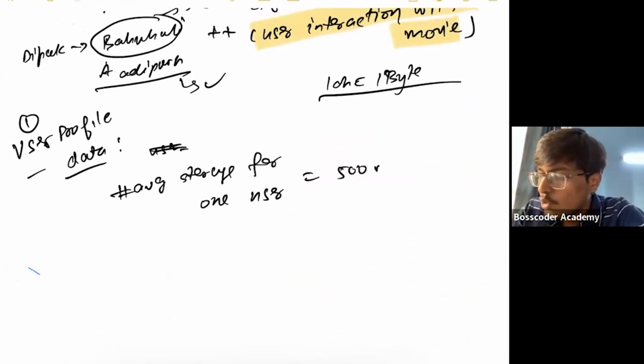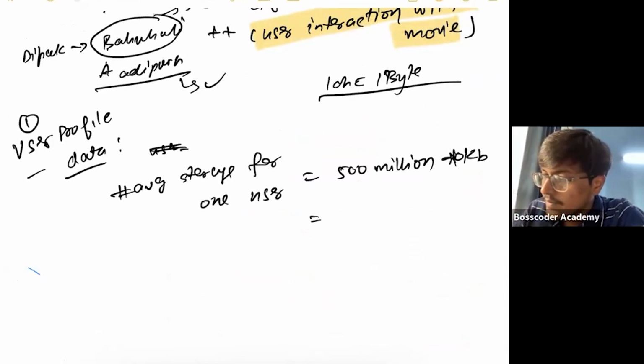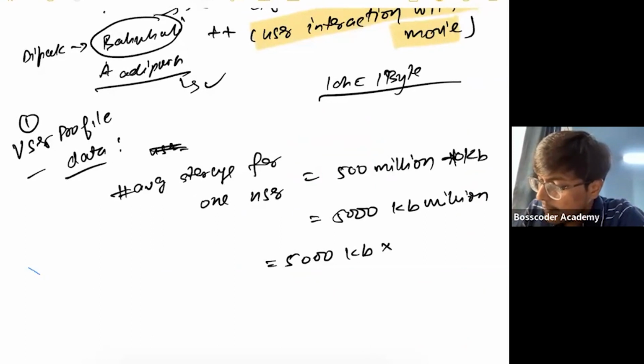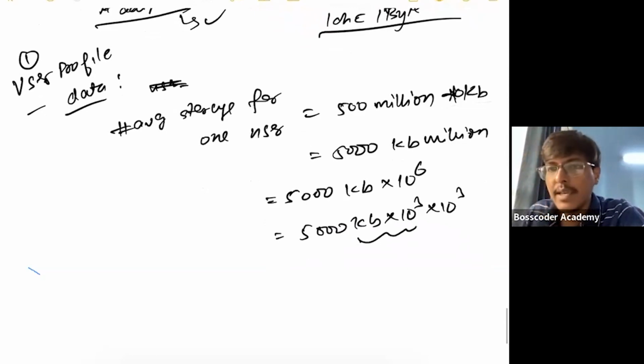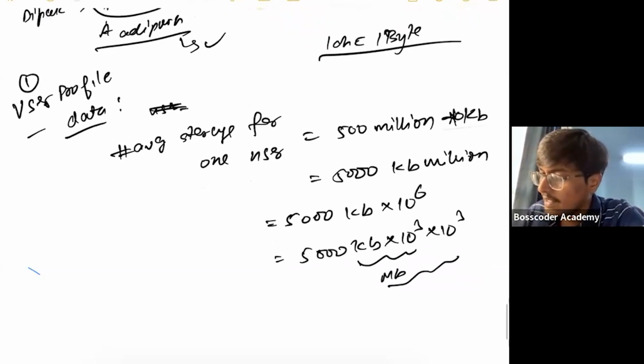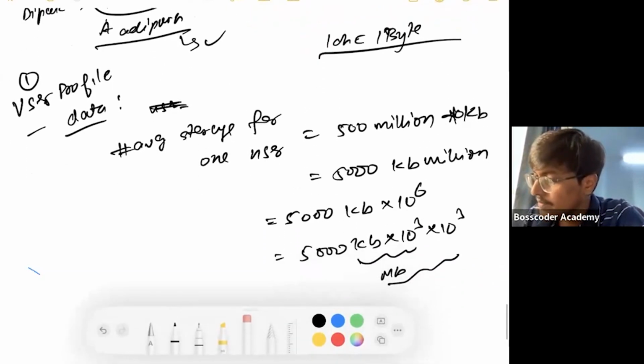And there are 500 million users. Let's take 10 KB. So it will take 5,000 KB into million. What is a million? A million is 10 raised to the power 6. So can I write it like 5,000 KB into 10 raised to the power 3 into 10 raised to the power 3? What is 1000 KB? MB. What is 1000 MB? Or let me just leave it here itself for now, and we will do this later on, right?